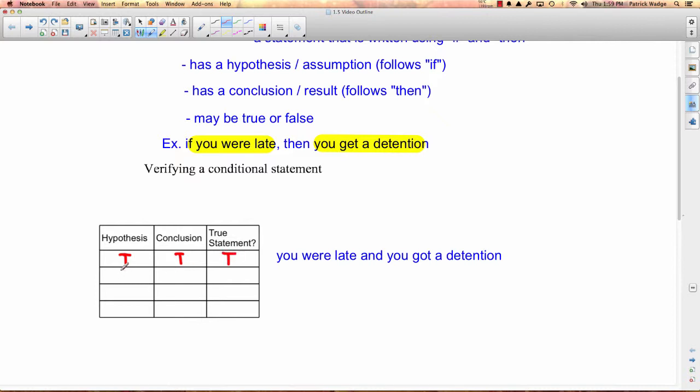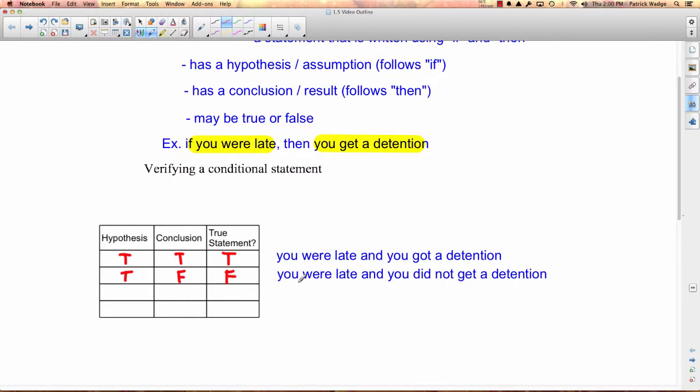Okay, what if the hypothesis is true and the conclusion is false? What would that look like? What that would mean is you were late, the hypothesis is true, but the conclusion, the result, is false. In other words, you didn't get a detention. You were late and you did not get a detention. Is this statement true then? If you were late, then you got a detention? No, this is false because you were late and you did not get a detention. This is false. This statement is not true in that case.